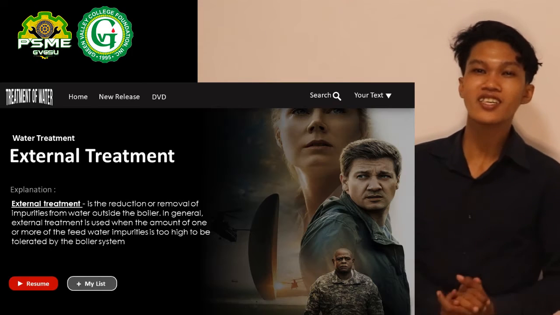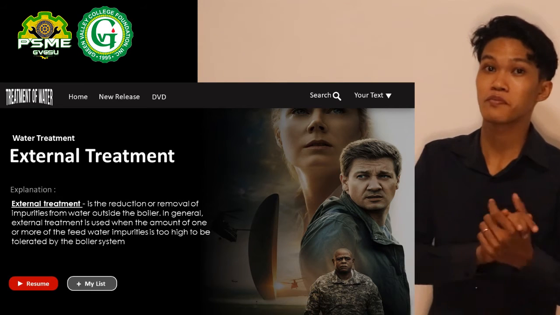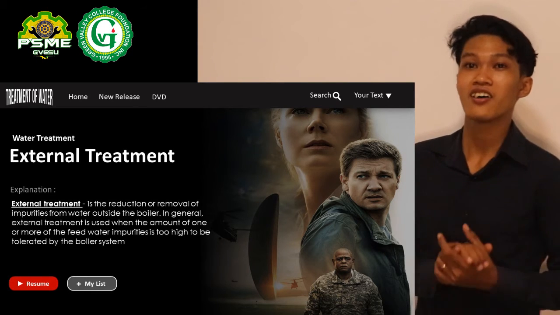So now, after the processes that have happened in our boiler system, the impurities are left behind inside our tanks. In order for us to know what we should do in the boiler process, we should also know about the external treatment that we should do before we use the boiler system. Now, let us know what external treatment is. External treatment is the reduction or removal of impurities from water outside the boiler.